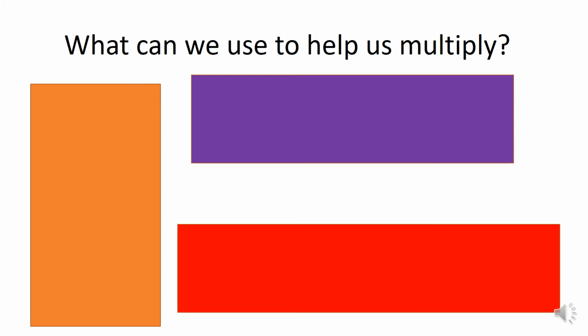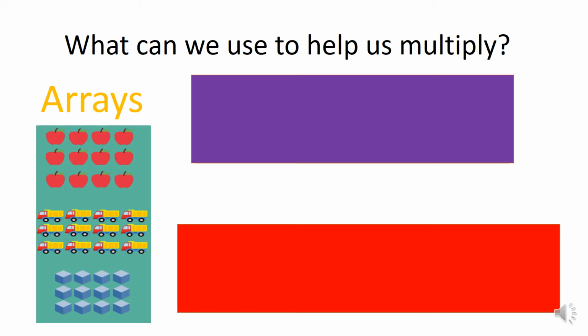And we can follow some strategies, some helpful steps to help us to multiply. And the first thing we should think about are arrays. Now, I already spoke about this when we went through the star words, but these are our pictorial representations. Pictorial means pictures. So they're pictures, objects we can look at to help us visualize, that means see, our multiplication sentence. So here we've got apples, fire trucks, and cubes, but you can use anything to help you draw an array. I usually use shapes because it's quicker.